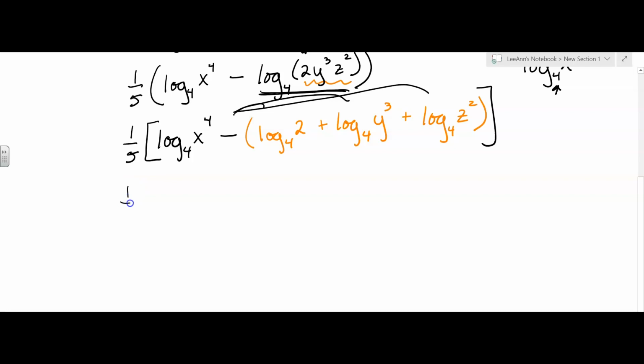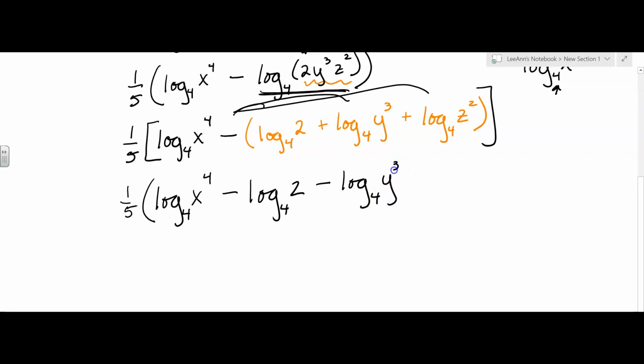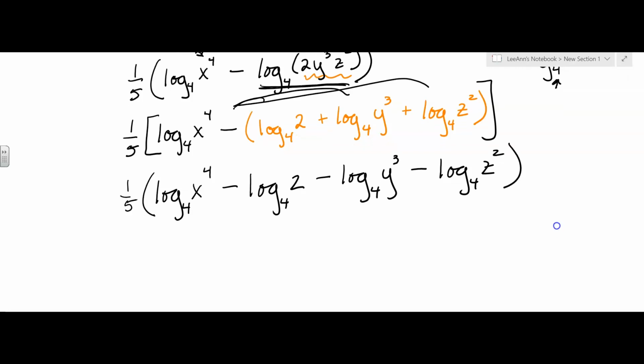So it's going to be 1/5 log base 4 of x to the 4th minus log base 4 of 2 minus log base 4 of y cubed minus log base 4 of z squared. Okay, it's getting long. Now you might have asked way back at the beginning, why didn't I do something with that 4? Like, why didn't I bring that down in front? I like to do them all at once. So I'm going to do that right now. I'm going to take all the exponents that are up there and bring them down in front.